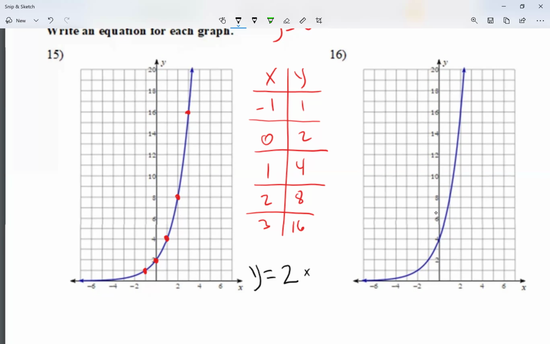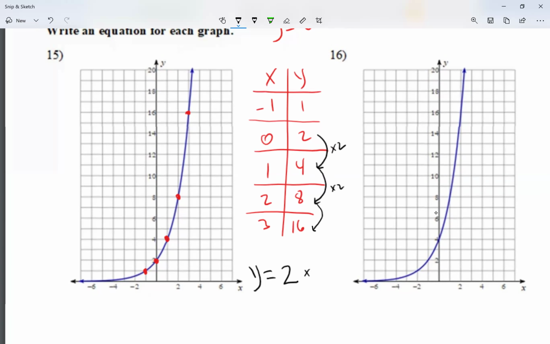The good thing is that I noticed that on my x values on the left, I'm increasing by 1. So that's what I want. Now, what's happening here at the bottom on the right side? For 2 to become 4, what did I do? I multiply by 2, right? For 4 to become 8, I multiply by 2. For 8 to become 16, I multiply by 2. That's my multiplier.